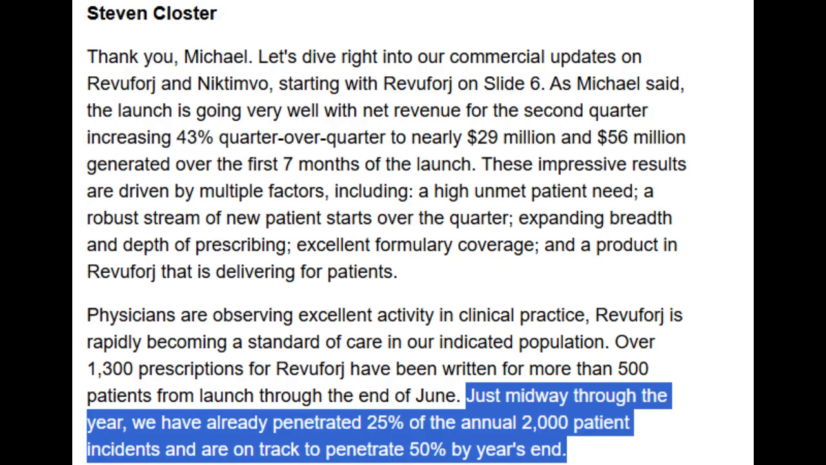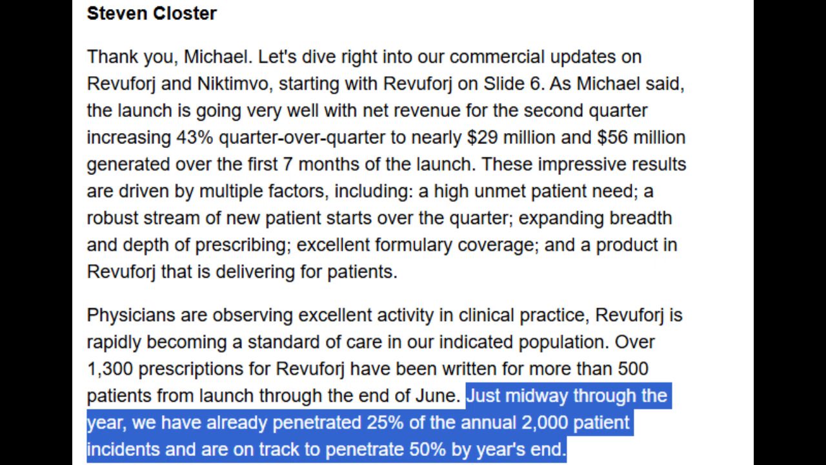Okay. So first thing about the launch, they say that they've already penetrated 25% of the annual market of 2,000 patients for their preliminary indication, and they're on track to penetrate 50% by year's end, which is fantastic for a launch. Getting 50% of the entire total addressable market in 1 year for a small $1 billion company, that's pretty phenomenal.